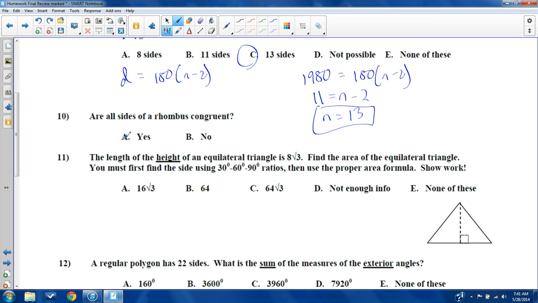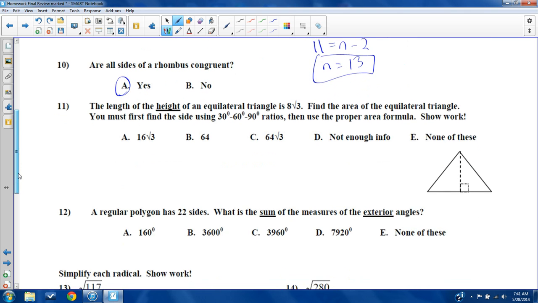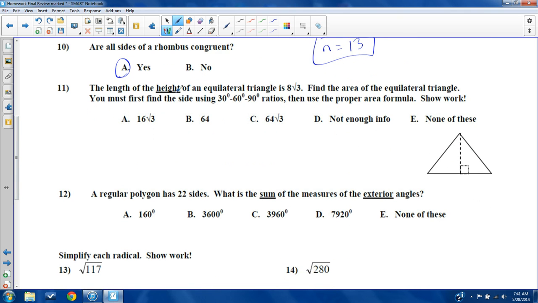10, are all sides of a rhombus congruent? Yes. Again, I'm moving quickly if I have to. 11, the length of the height of an equilateral triangle is 8 root 3. Remember, this is equilateral. All these guys will be congruent. That, and that are all congruent. Find the area of the equilateral triangle. You must first find the side using 30, 60, 90 ratios. Use the proper area formula to show work. You're lucky that they gave you this to help you out. They shouldn't have to give you that.